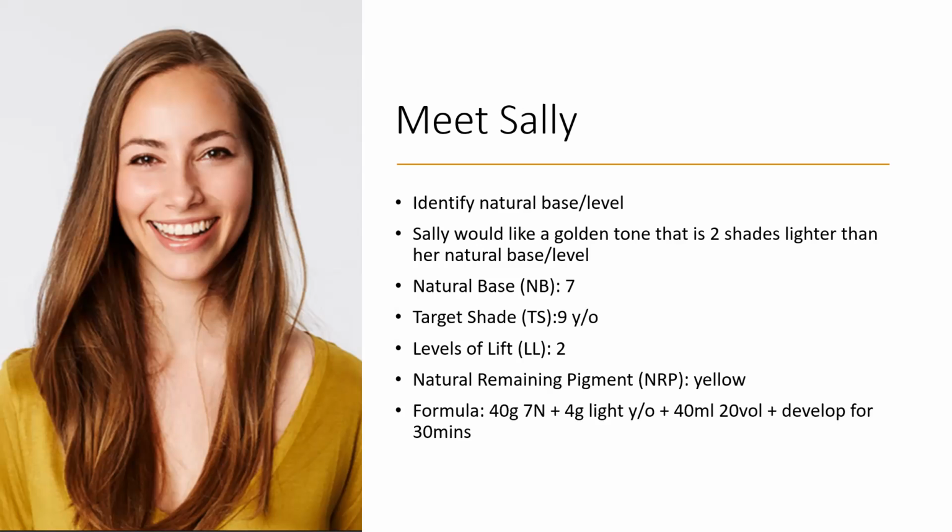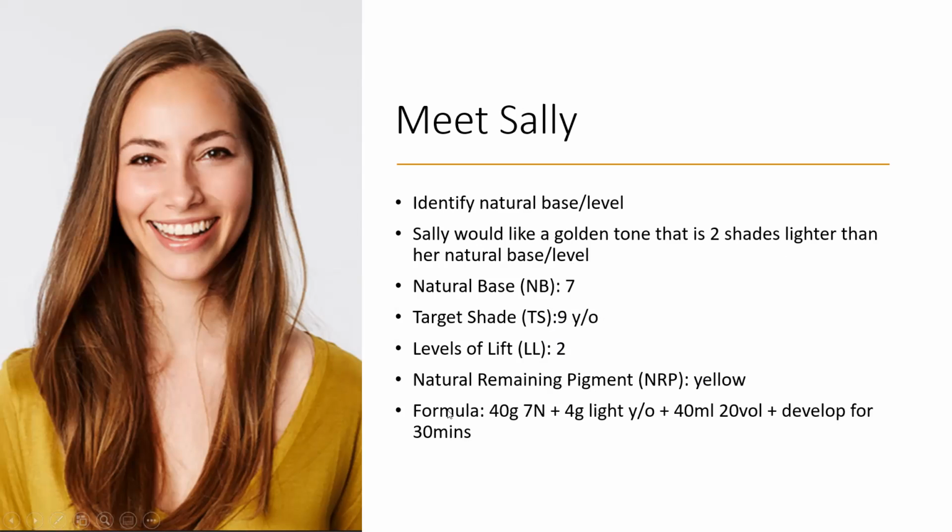And to consolidate what we just did there, we've identified that the natural base is a base 7. She wants to go 2 shades lighter and golden. So we know that's 7, 8, 9. So that's 2 levels of lift here. And she wants to have a yellow orange, a 9YO, based on the fact she wants to have her hair natural but golden. As mentioned, 2 levels of lift here. Her natural remaining pigment is based on what we have on a 9. So we've lifted it up to a 9. Go back to your slides to see what is a 9. So it's going to come out at a yellow.